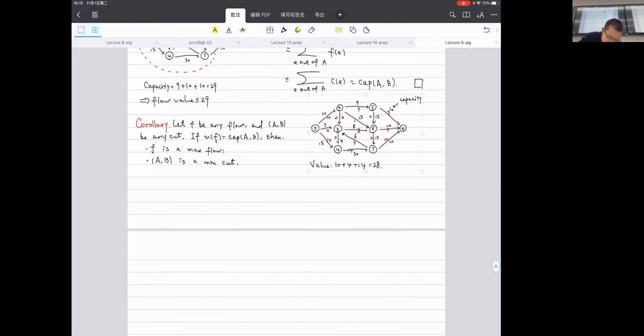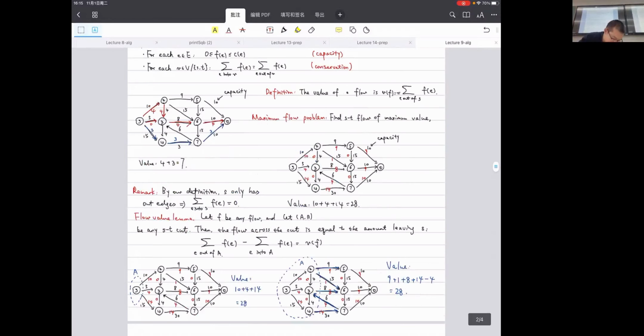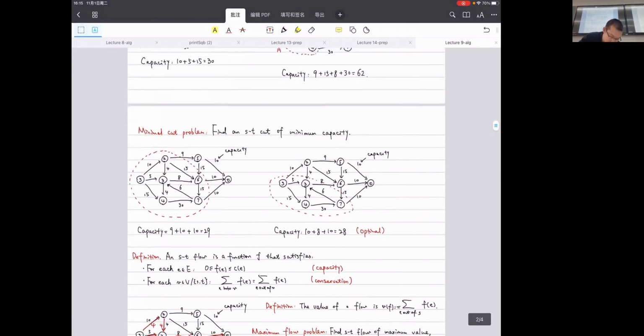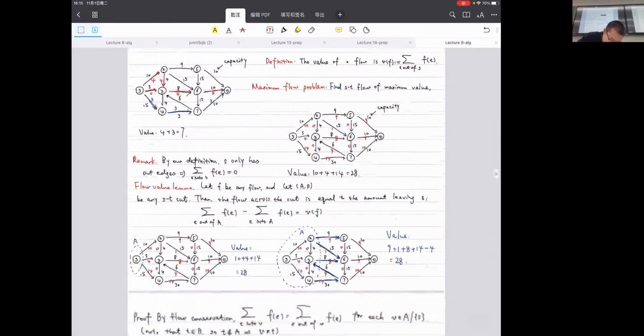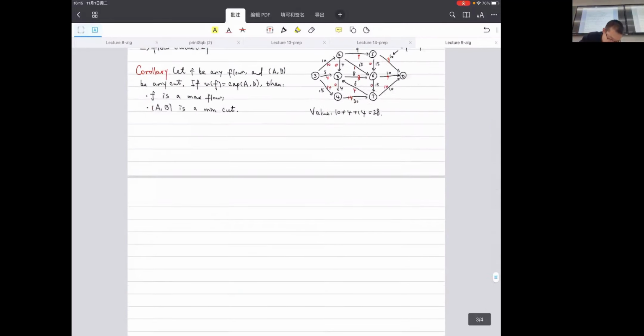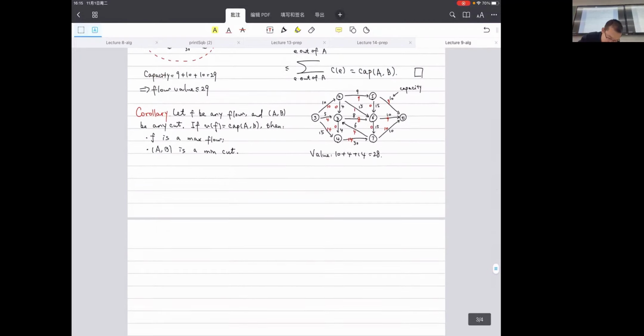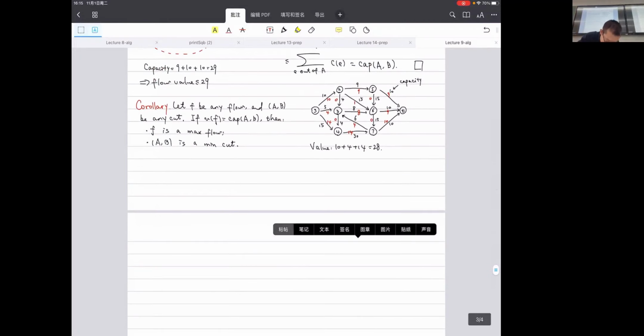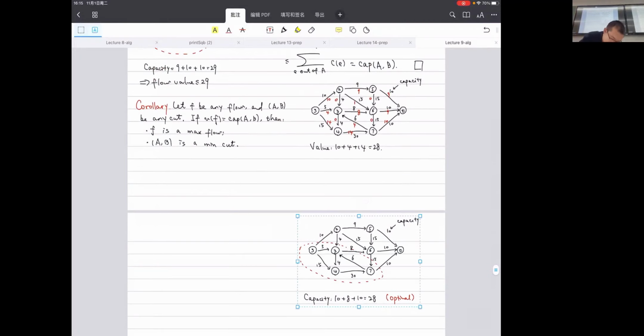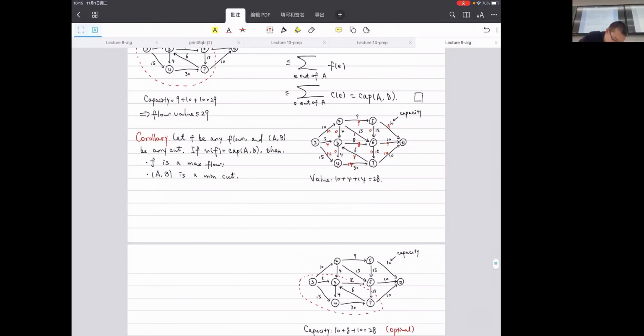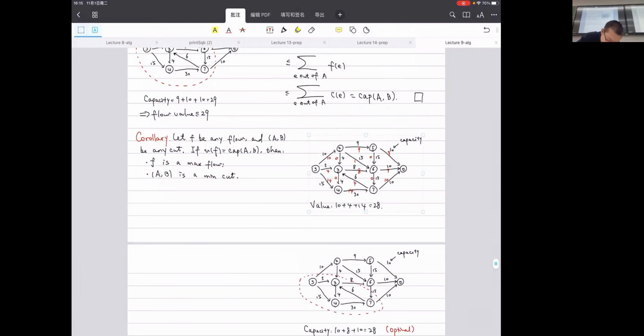So we have it here, and on the other hand, we have this cut here. So we also have this cut here. I probably can't. Let me just paste it here. So what is the direct impact of this corollary here?